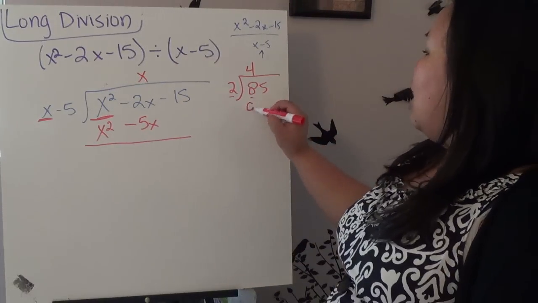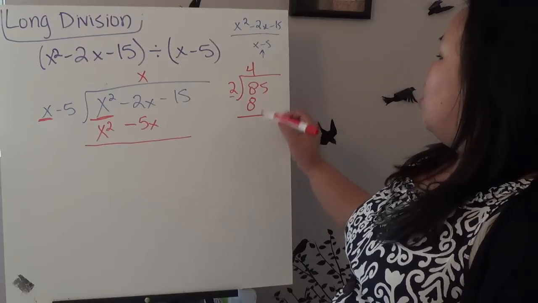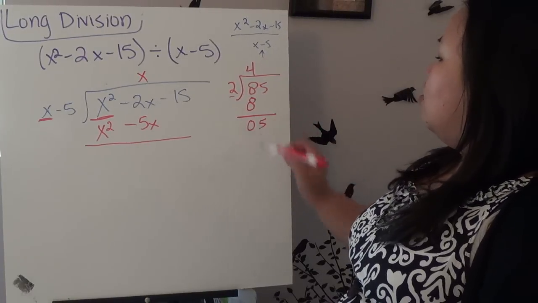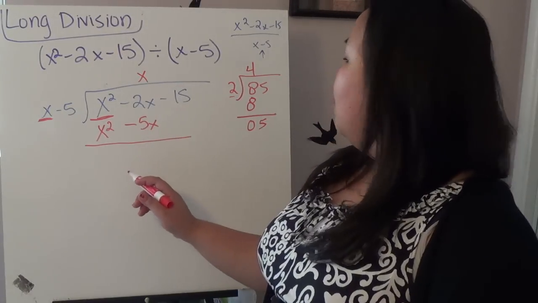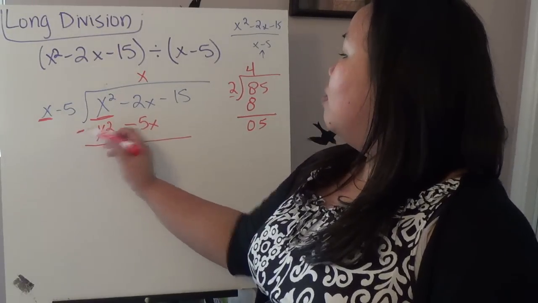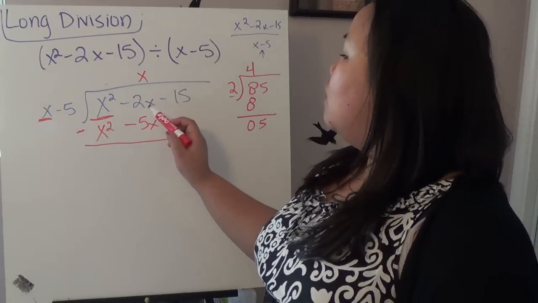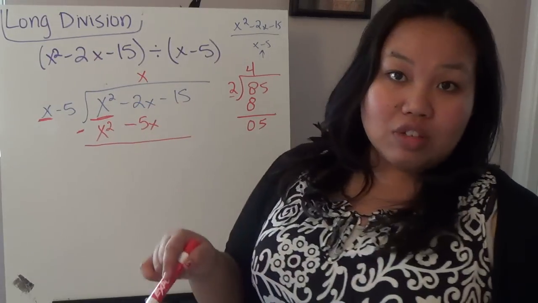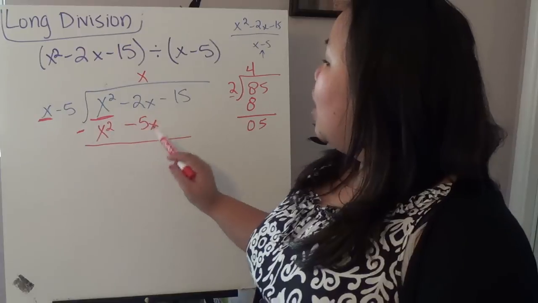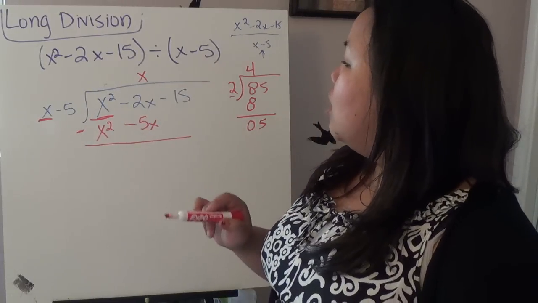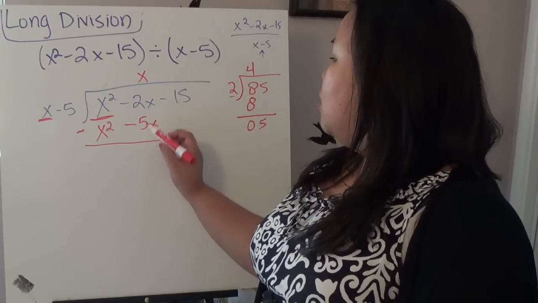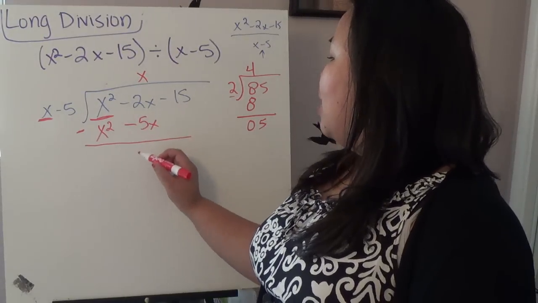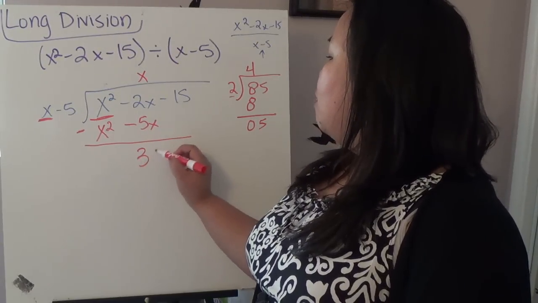And then just like long division, right? 2 times 4 is 8. And then I bring, this is 0, and I bring down 5. In this case, this is 0, okay? And here I'm subtracting. So -2 minus a negative is positive. So -2 plus 5x, because these are like terms, -2 plus 5x would be positive 3x.